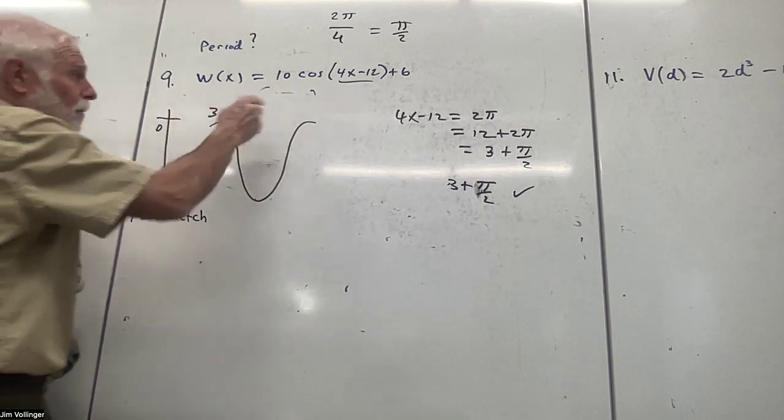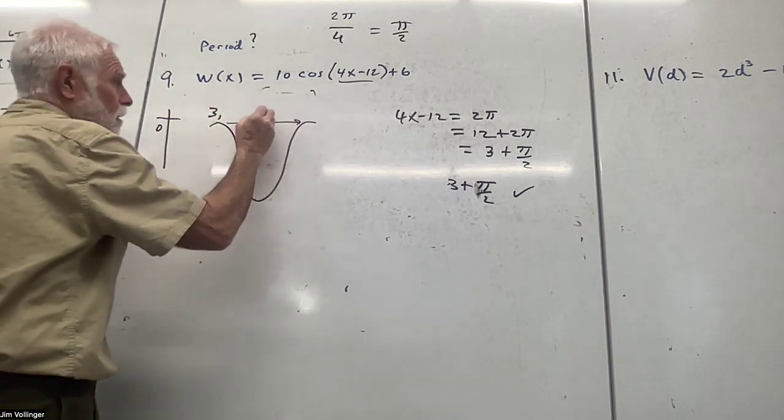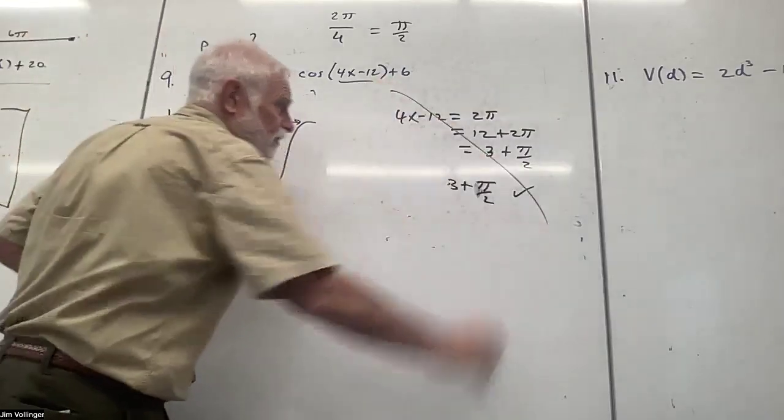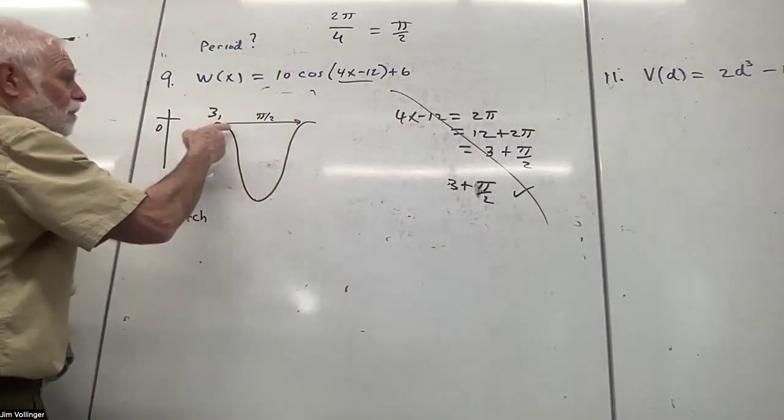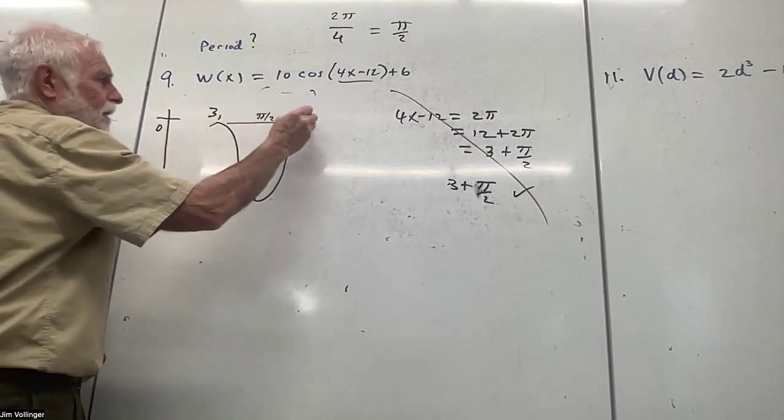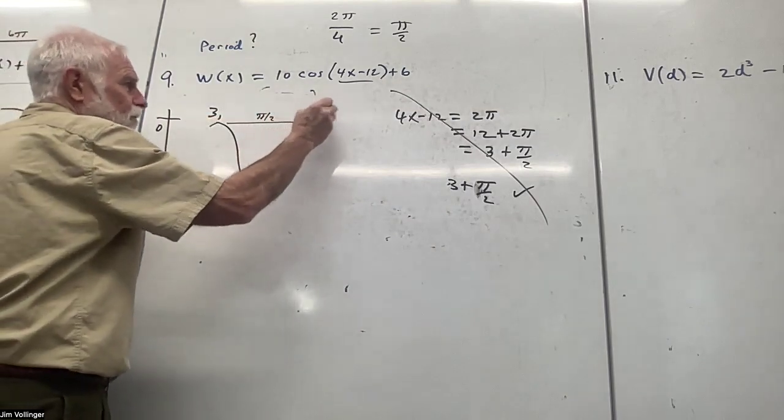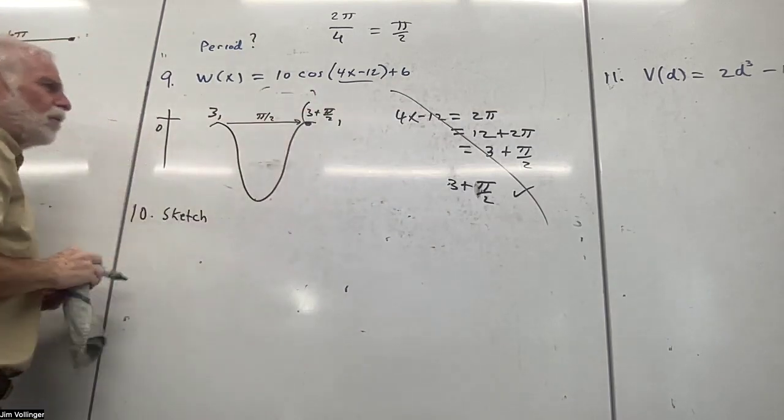And if I knew pi over 2, I wouldn't have to do this. No, I could just say that, well, I moved pi over 2 from 3. I think I'm at 3 plus pi over 2. Boy, that would be a little quicker.